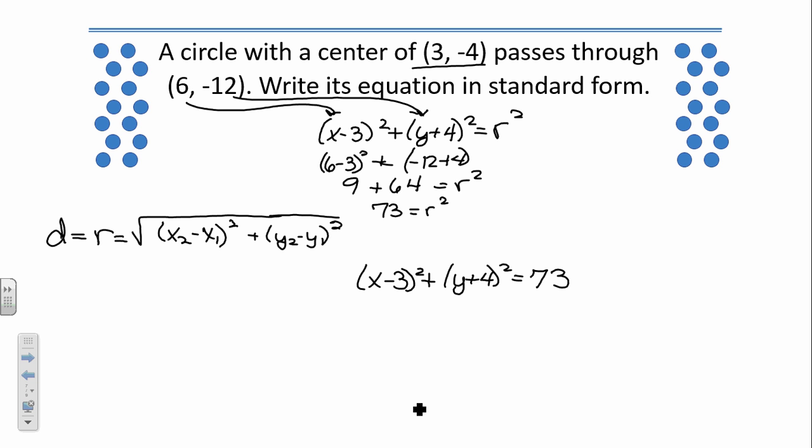Didn't we just use the distance formula? We took our 6, x2 minus x1, minus 3 squared, plus the y2, negative 12 minus a negative 4 squared. So the equation of a circle is basically the distance formula in disguise. Does that make sense? Okay. Questions on this one? All right.